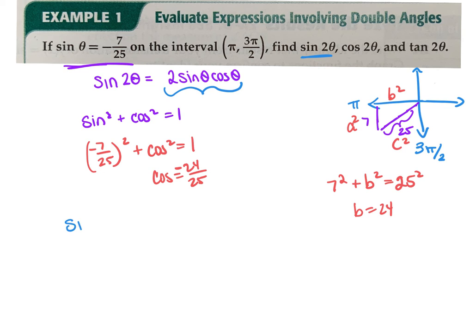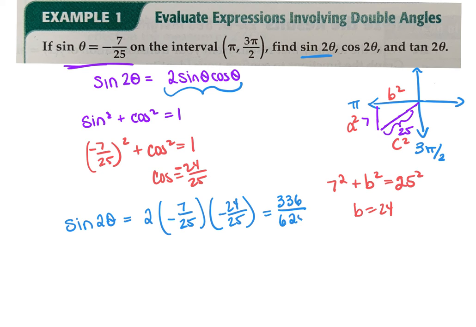So if I want sine of 2 theta, I need my sine and my cosine to be able to do it. So I'm going to say 2 times my sine, negative 7 over 25, times my cosine, negative 24 over 25. All right? And I'm going to get this huge number. 7 times 24 times 2 is 336, and 25 times 25 is 625. And I don't think that reduces, actually, by the way. That is your sine. That is your double angle there.